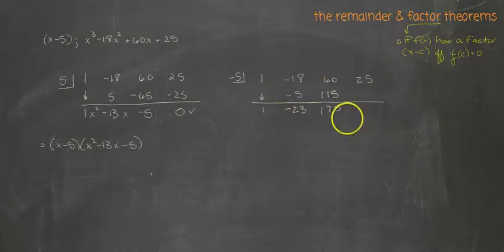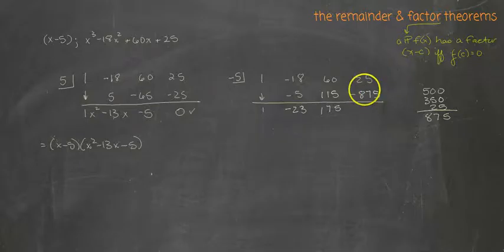And then negative 5 times 175, are you kidding me? That'd be 500, right? Well, we know the answer is going to be negative. 5 times 7 is 350. 5 times 5 is 25. 5 times 175 is 875. Plus 25 is negative 850. So we have a remainder of negative 850.